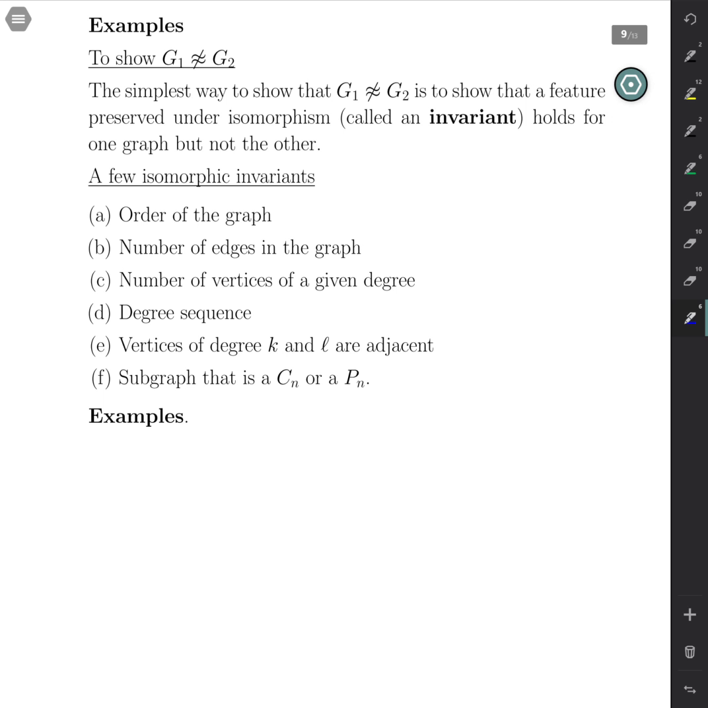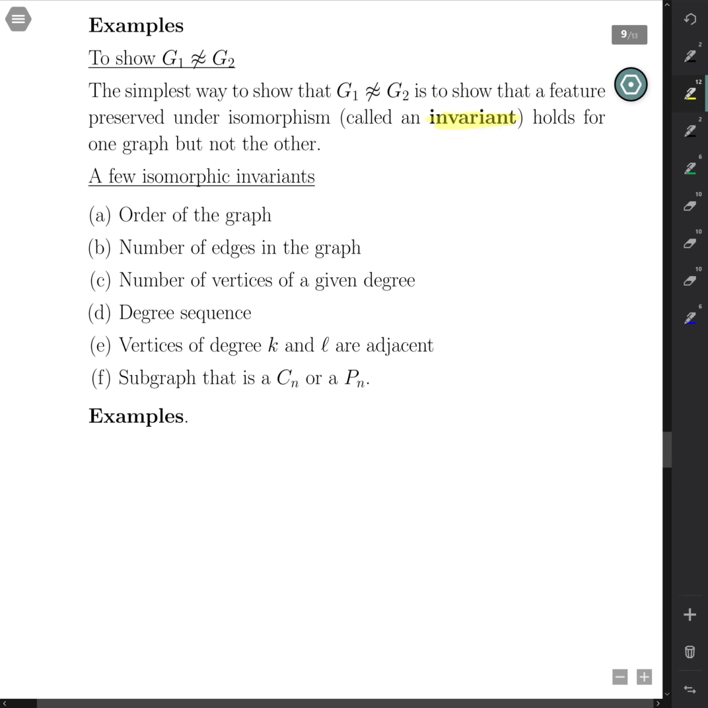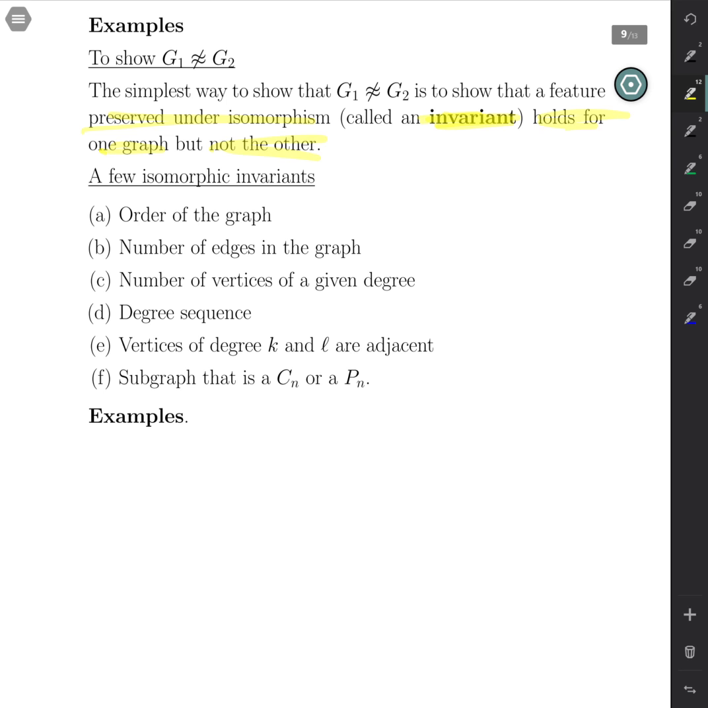So to show they're not isomorphic, it's enough to show that one of these things that we call an invariant, one of these properties that's preserved under isomorphism, fails. That is, the property holds for one of them, but not the other. So it does vary. It isn't invariant from one to the other in that case, and that would show they're not isomorphic. So here's a list of several things that would be preserved under isomorphism.